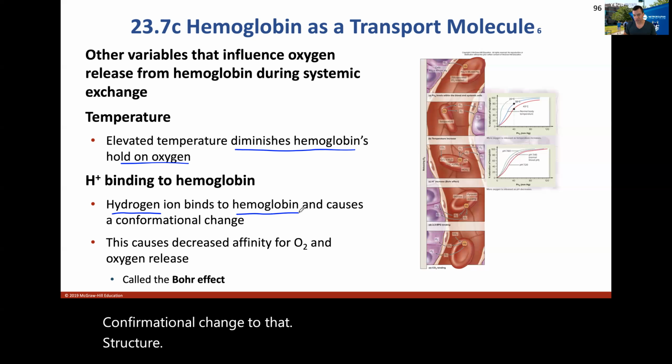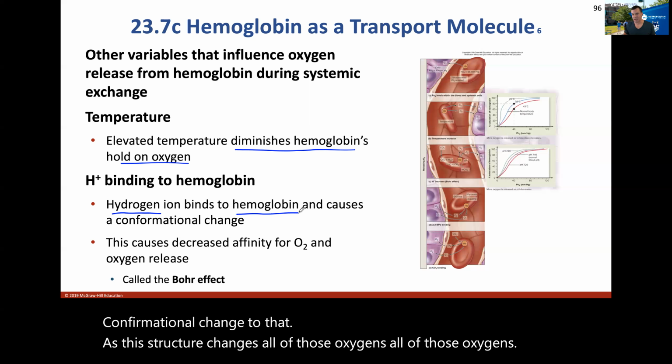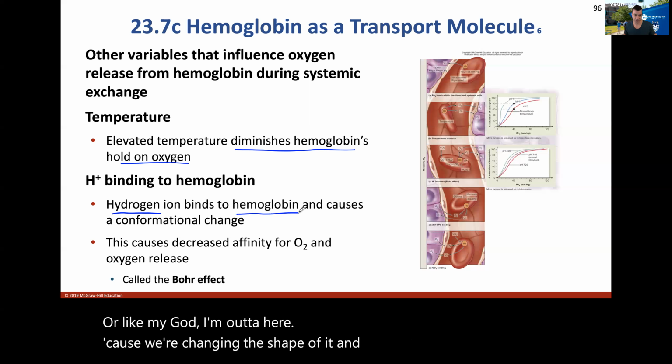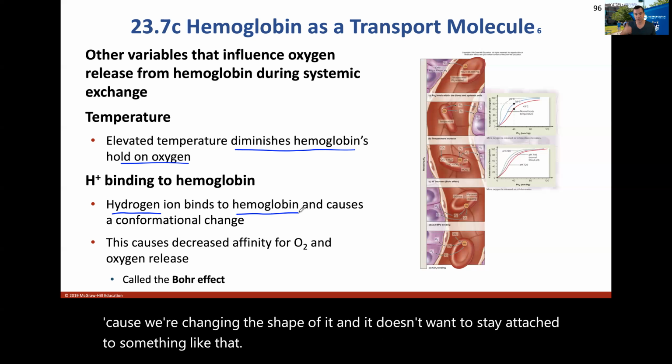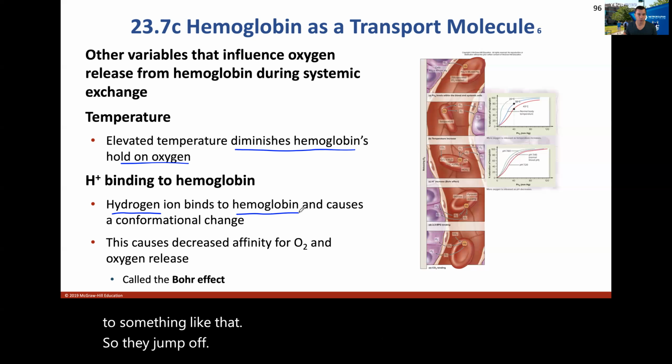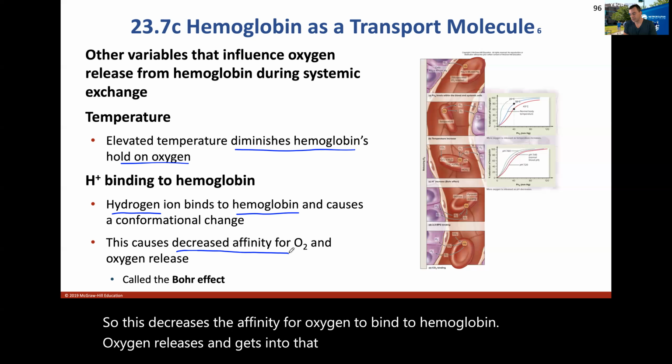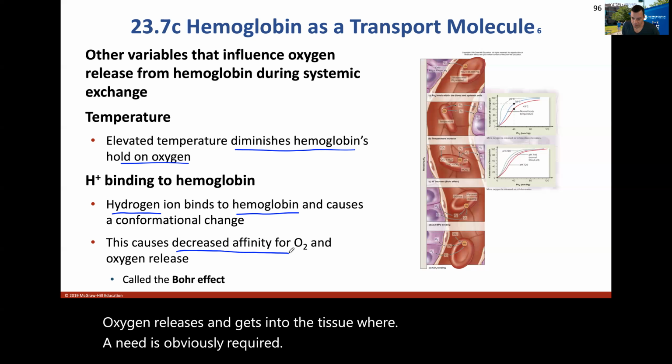As this structure changes, all of those oxygens are like, oh my God, I'm out of here. Because we're changing the shape of it and it doesn't want to stay attached to something like that. So they jump off and they don't want to come back. So this decreases the affinity for oxygen to bind to hemoglobin. Oxygen releases and gets into the tissue where a need is obviously required. This is called the Bohr effect.